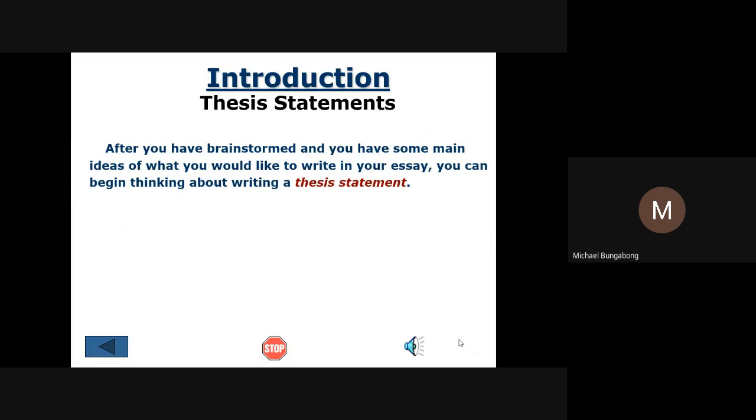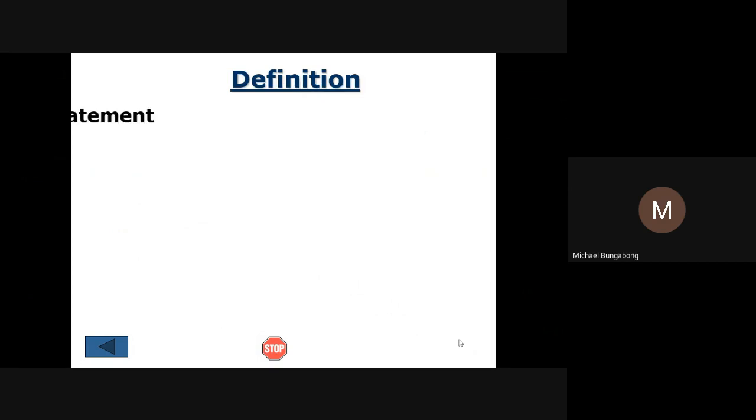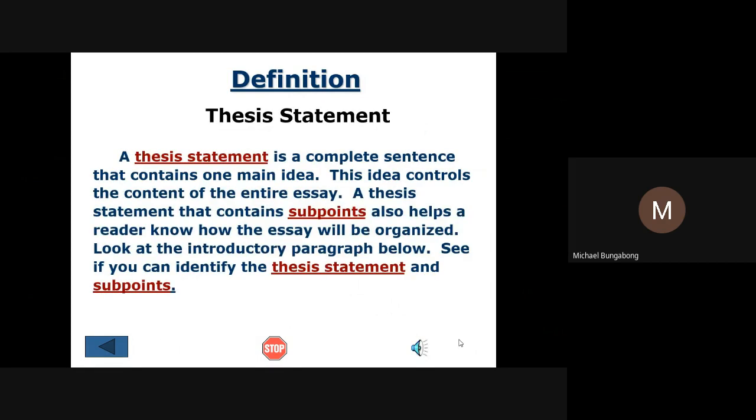So after you have brainstormed and you have some main ideas of what you would like to write in your essay, you can actually begin thinking about writing a thesis statement, okay? So the question there is, what is a thesis statement? A thesis statement is a complete sentence that contains one main idea, and that one main idea controls the content of the entire essay. And of course, it will be followed by the sub-points, okay?